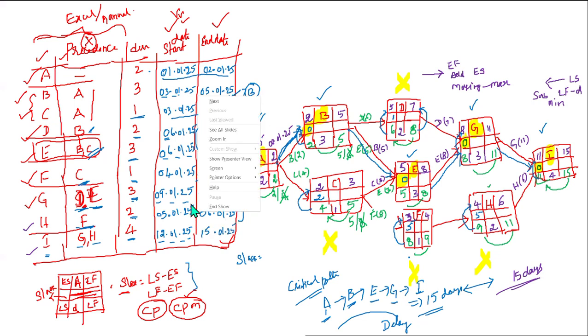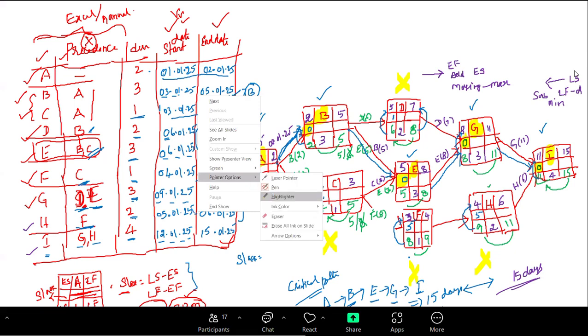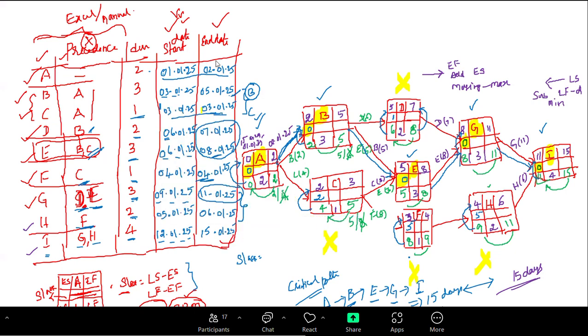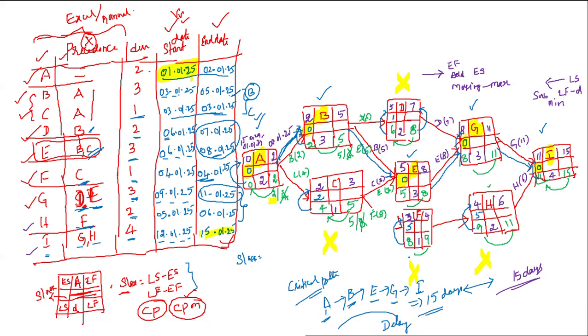If you see the starting day of the activity, my starting day is the first. Okay, and my ending day is 15. So that shows my total 15 days are scheduled in this fashion.